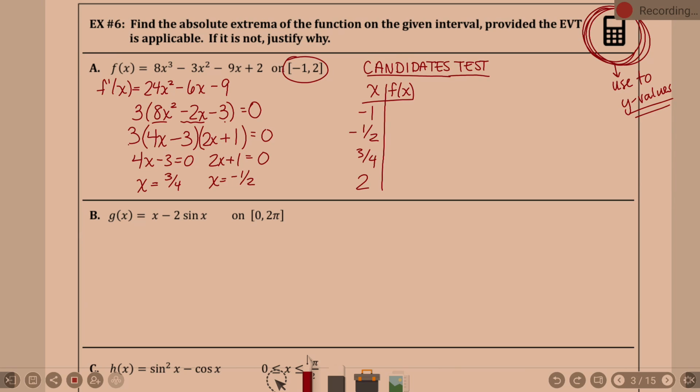I'm not sure. Make sure. Okay. I heard Doug say you plug in -1, you get 0. Yep. You plug in -1/2, you get 4.75. I have 4.75, which would also be the 19/4 I heard. Mhm.